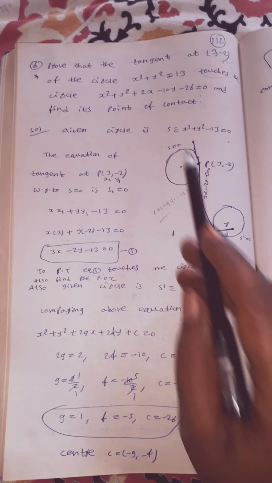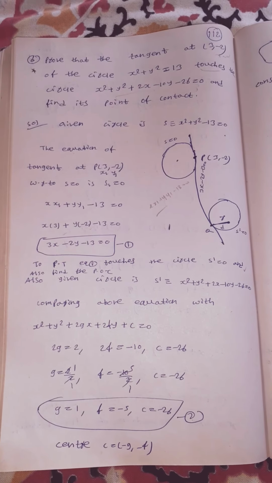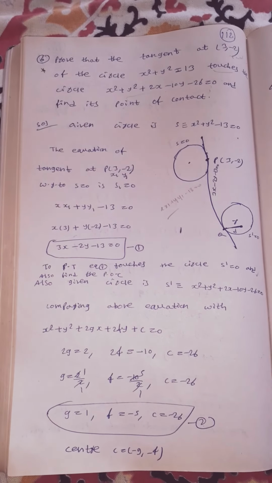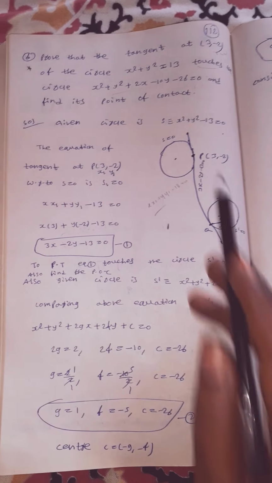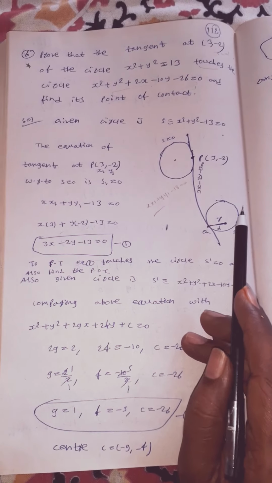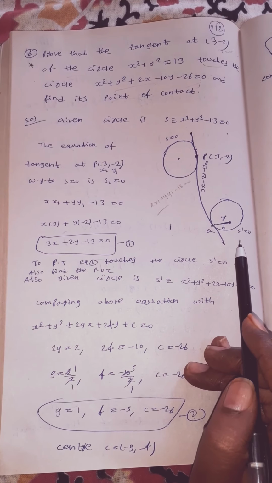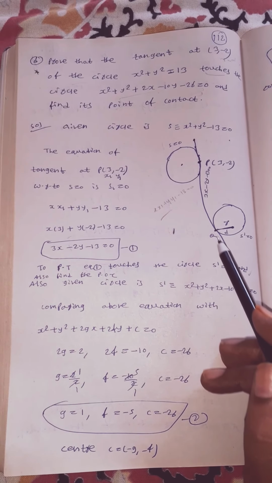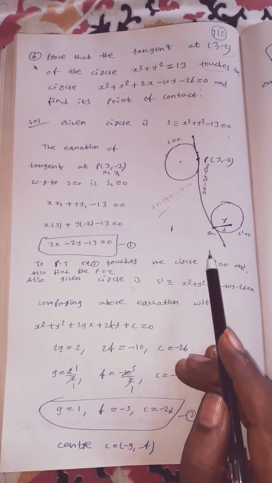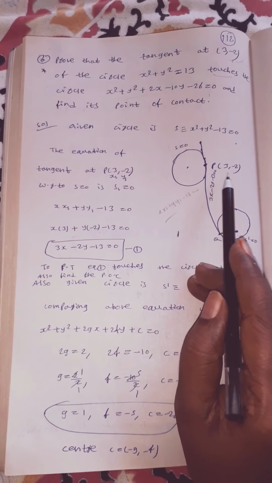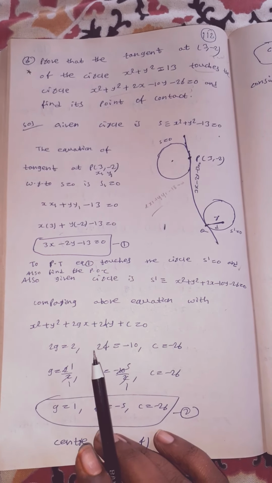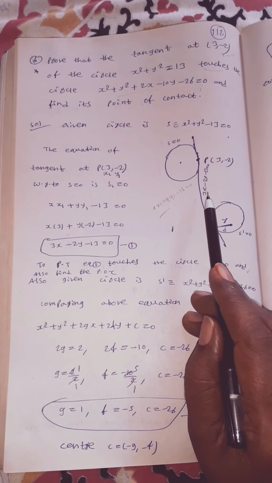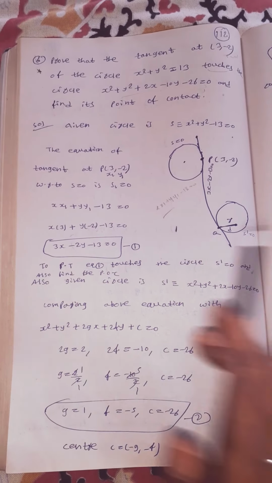So the given first circle is x square plus y square minus 13 equal to 0. So the equation of tangent at P. This is a circle, children, S equal to 0. This is another circle, S dash equal to 0. Both circles are touching, like this, here at point P, here at point Q. So this point is given as (3, -2). And after simplifying you will get a line like this.